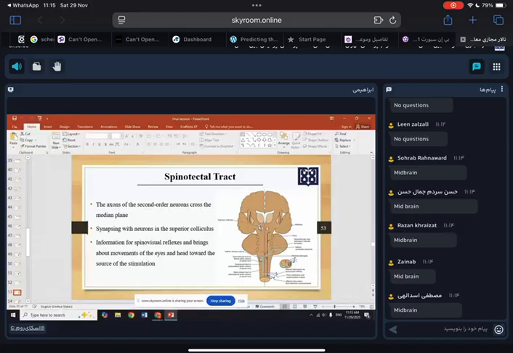If you receive information by someone touching your shoulder or your back, maybe you see some person and say, please don't touch me from the posterior part, I was frightened. Receiving that information is related to the spinotectal tract. And when you respond to this stimulation, that is the tectospinal tract, which I will tell you in the next slides. So do you understand the spinotectal?